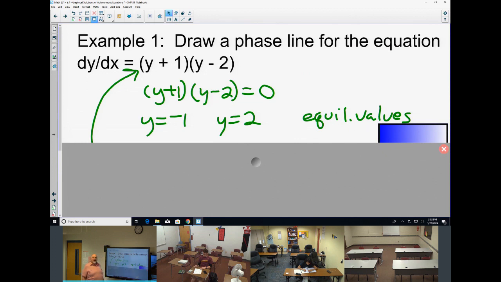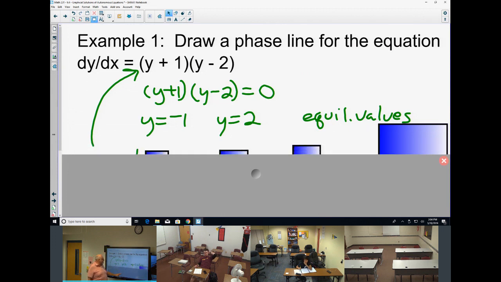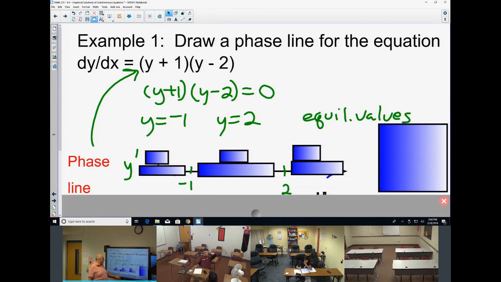Okay, now you might remember that we did this in Calc 1. Not when it wasn't a function of y, but when it was a function of x, where we called them, instead of equilibrium values, we called them critical values or critical points. It's the same idea. It's just now it's when they're a function of y. We call them equilibrium values. So we put those on the number line. So -1 and 2. And so this is called a phase line when the function's in terms of y.